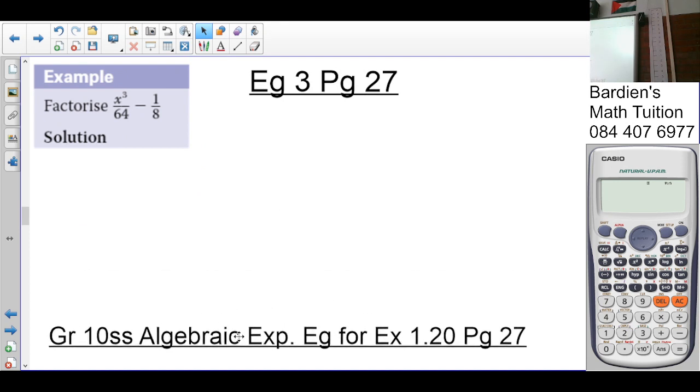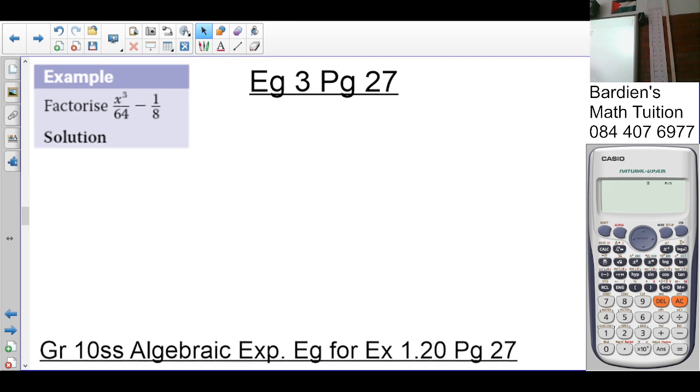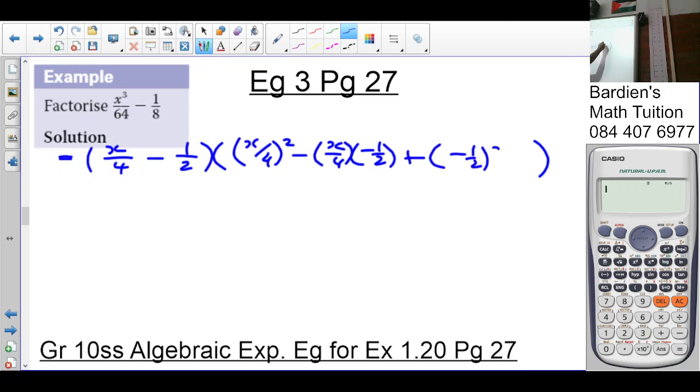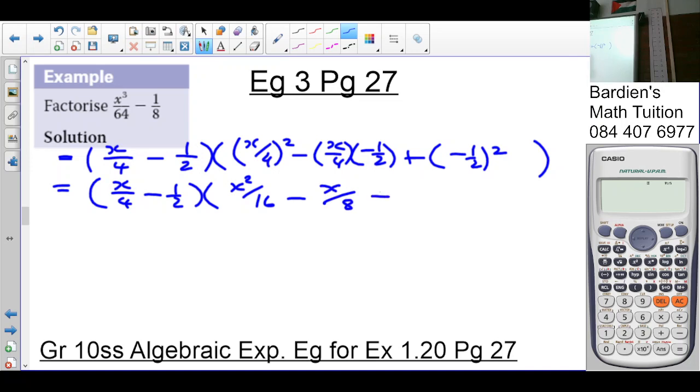Example 4 is one of two ways I can do it. The cube root of x cubed over 64 is x over 4 minus the cube root of 1 over 8 is 1 over 2. So what I do is I square the first term. So it's going to be x over 4 squared, minus the first term times the second term, plus the last term squared. So that simply gives us x over 4 minus half, x squared over 16 minus x over 8 plus 1 over 4. That is 1.